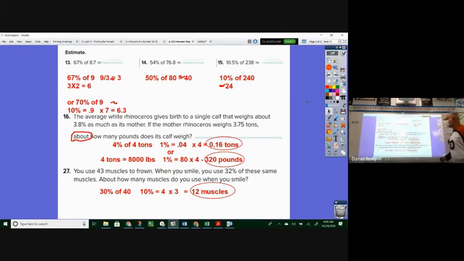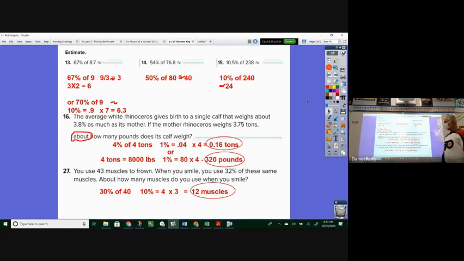Well, it depends on how you ask the questions. This one is very clear. I could ask you on the quiz, how would you do 54% of 76.8 without a calculator? And you would say, make it 50% of 80, and then take half of 80. That's how you do it in your head. 10% of 240 is 24. Another one I could ask you.